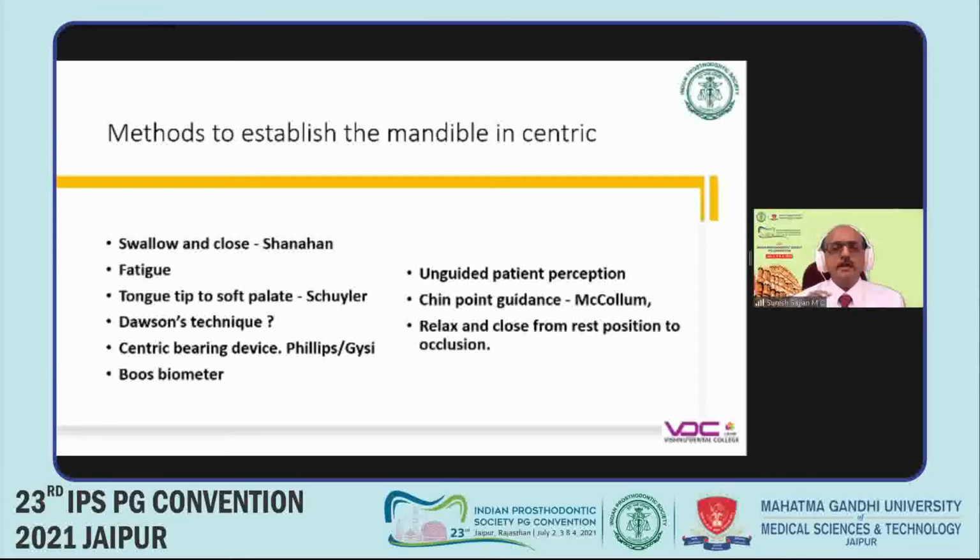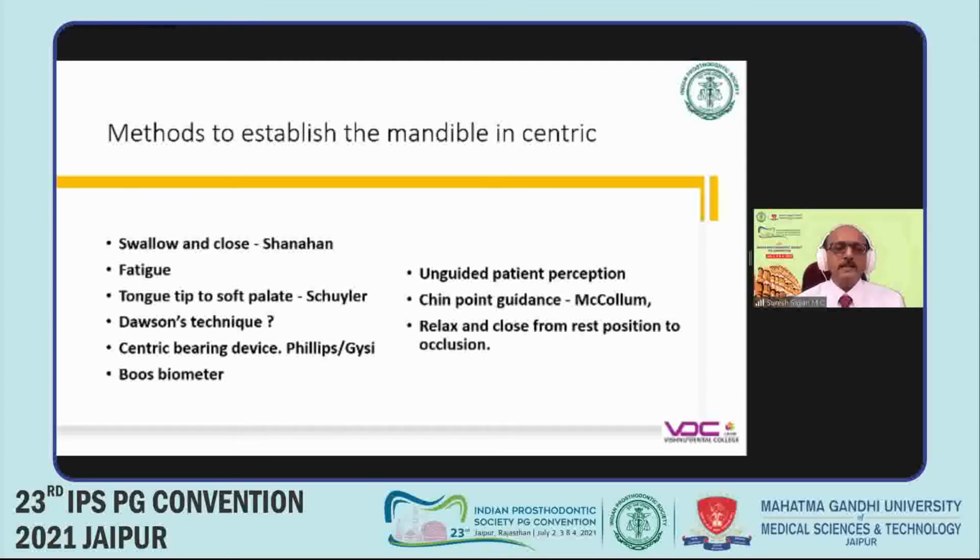The tongue tip to soft palate is also very commonly used. Ask the patient to take the tongue backwards. With the pull of the geniohyoid or genioglossus muscles, the mandible also gets pulled, and then it gets positioned in the most posterior and superior position. The Dawson technique, the bimanual technique, will also work well, but the only thing is it might cause destabilization of the mandibular denture base if care is not taken.